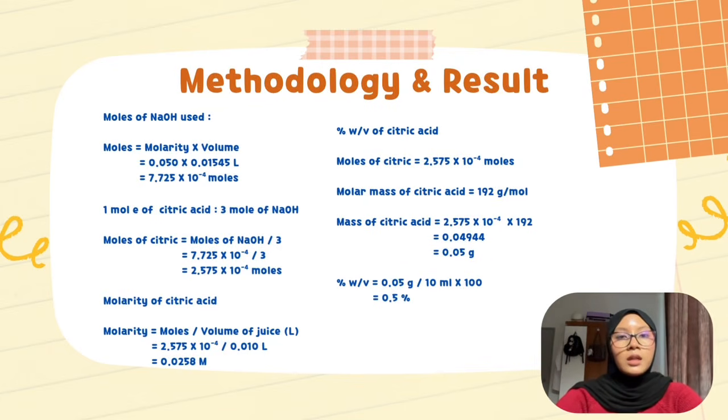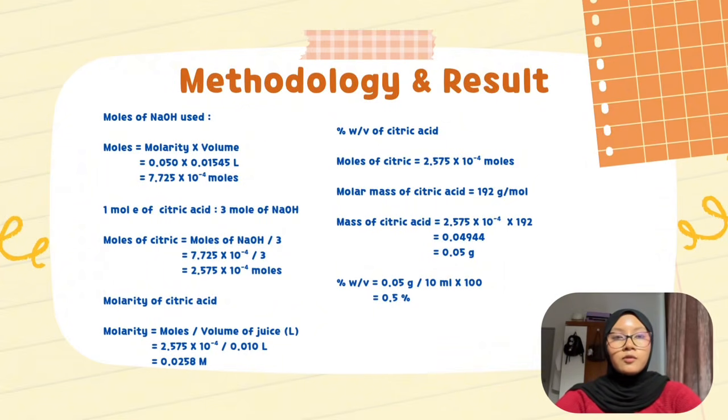in the 10 milliliter sample was found to be approximately 0.05 gram. Finally, the percentage concentration was calculated as 0.5% weight per volume. This means that every 100 milliliter of orange juice contains approximately 0.5 gram of citric acid. And overall, the experiment successfully determined the citric acid content of the orange juice and demonstrated that acid-base titration is an effective method for analyzing the acidity of food and beverage samples.